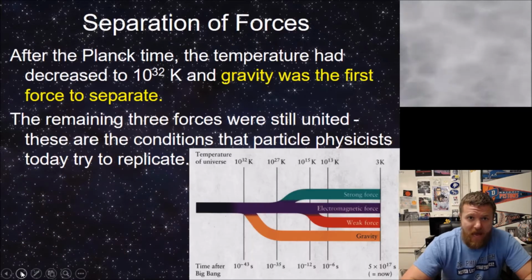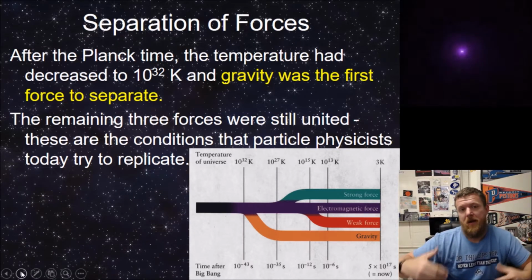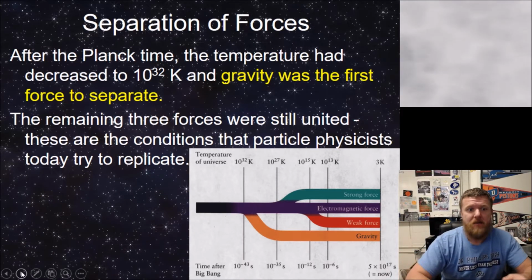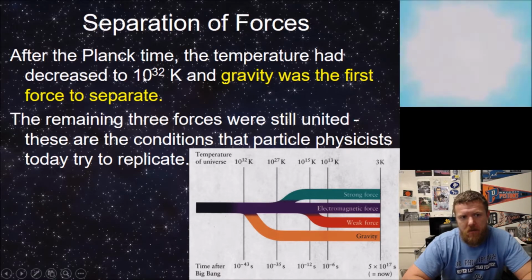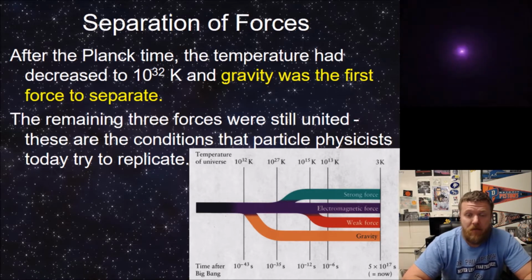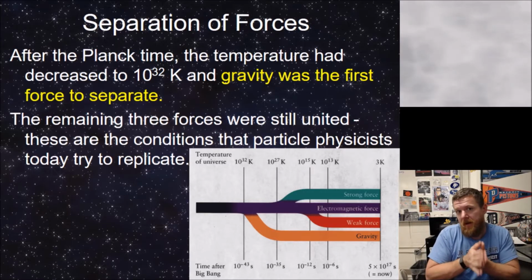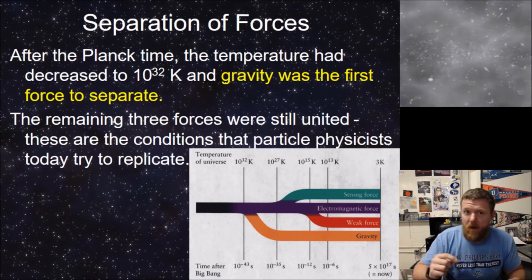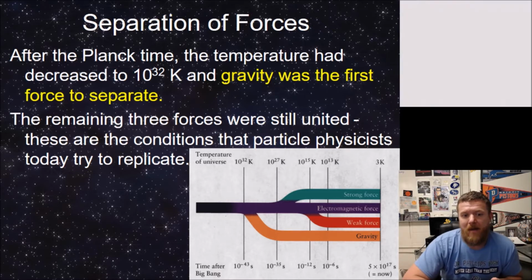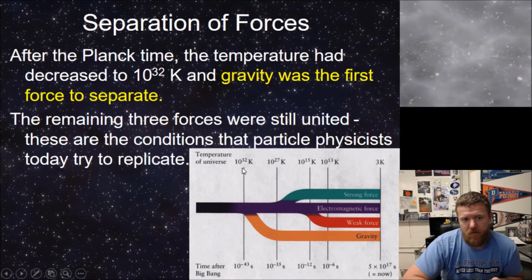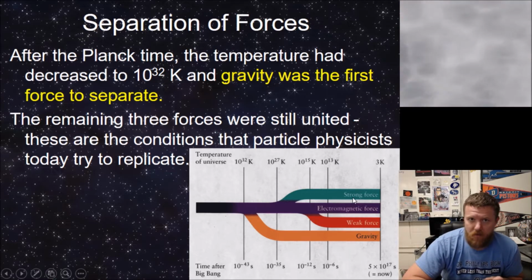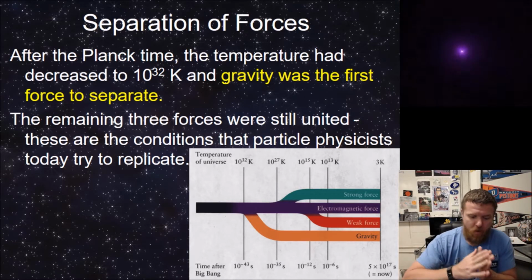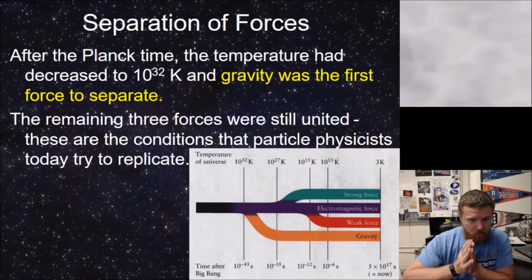After the Planck time, the universe was expanding, so temperature was decreasing, and temperature had decreased from really hot to 10 to the 32. I don't even know what number that is. That's a really hot number. And the four fundamental forces that we have today started to break apart from each other. Gravity was the first one to leave. So at 10 to the 32 degrees, gravity is now its own force. The weak force, the strong nuclear force, and the electromagnetic force were all still one force.